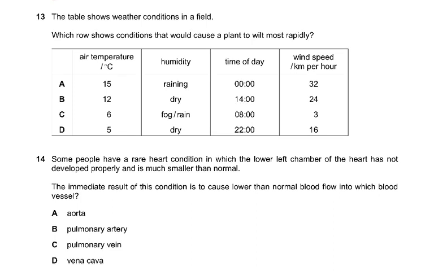Then question 13, the table shows weather conditions in a field. Which row shows conditions that would cause a plant to wilt most rapidly? You've got to understand what wilting is. Wilting is when the water loss is more than the water uptake. So the temperature has to be high, the wind speed has to be high, the time of day has to be noon or afternoon, and it has to be very dry outside. Why? Because then the water vapors are going to diffuse out. If it's humid, then of course water vapors are not going to diffuse out.